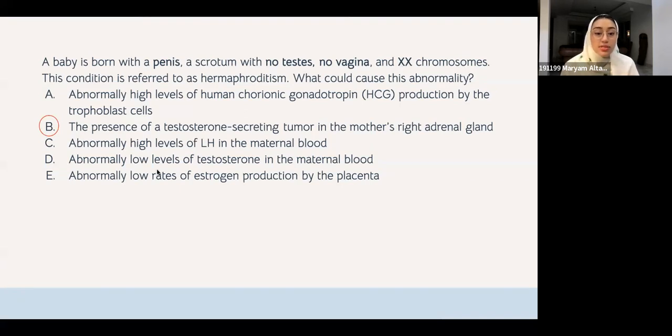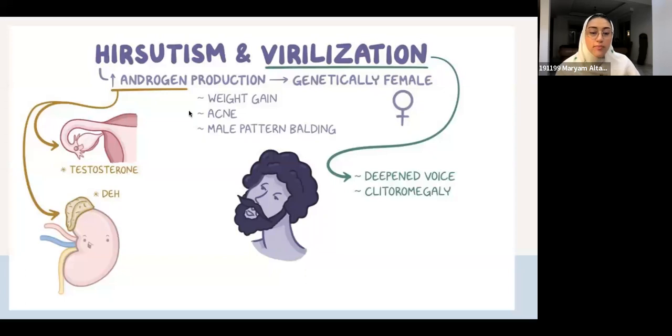So the reason this happens is because you have a lot of testosterone that causes this female to look like a male externally. So this is what we start to get into when we're talking about external female virilization. You can look at it two ways. You have something called hirsutism, which usually happens later. For example, patients with polycystic ovarian syndrome and a high level of androgens because of that. That can lead to weight gain, acne, male pattern balding, etc.